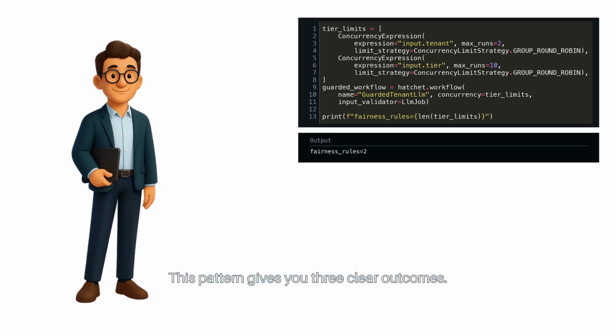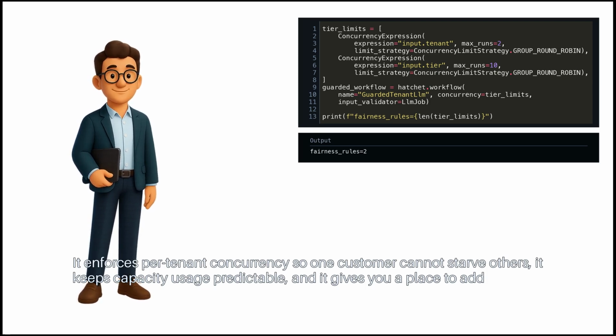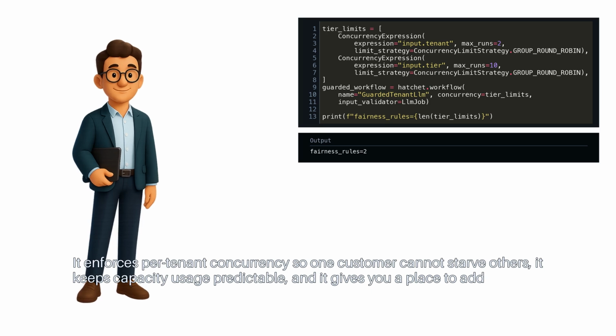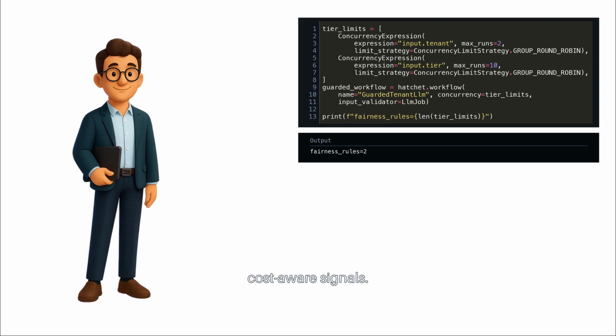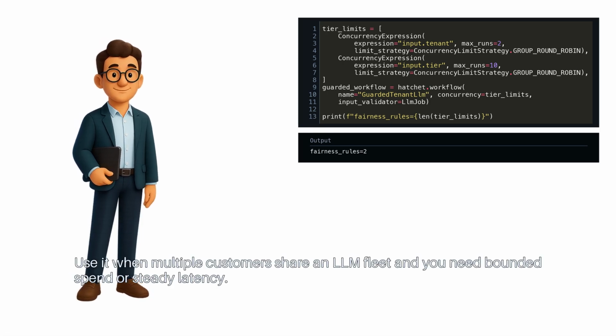This pattern gives you 3 clear outcomes. It enforces per-tenant concurrency, so one customer cannot starve others. It keeps capacity usage predictable, and it gives you a place to add cost-aware signals. Use it when multiple customers share an LLM fleet and you need bounded spend or steady latency.